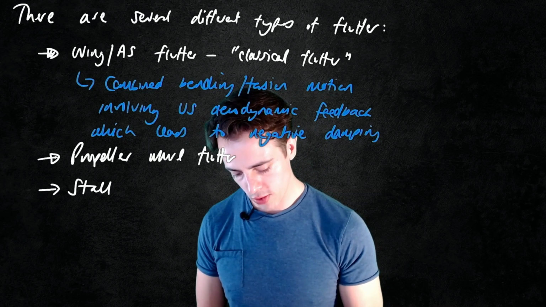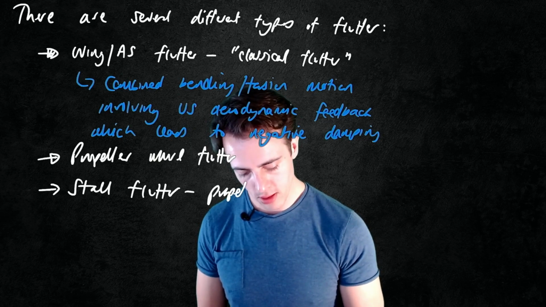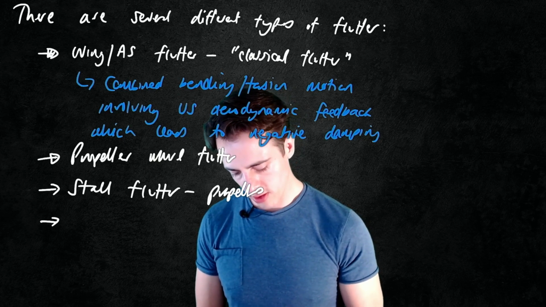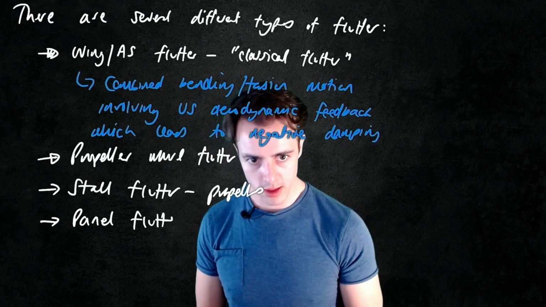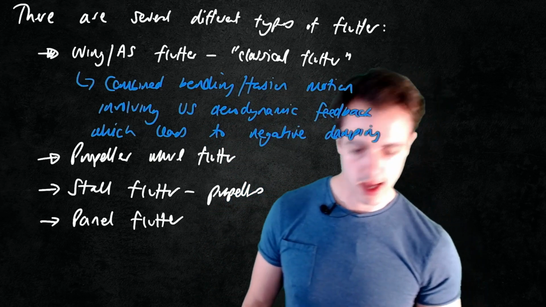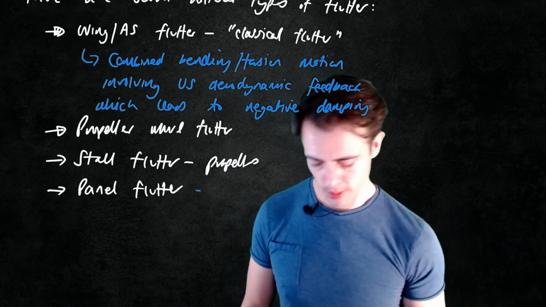We also have stall flutter, which occurs again on propellers. And then we've got this last one, which is panel flutter. And that's the one that we're going to look at today, okay? So this occurs on supersonic missiles.